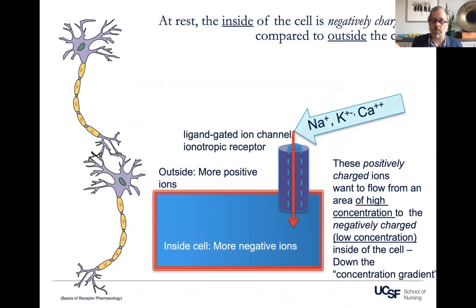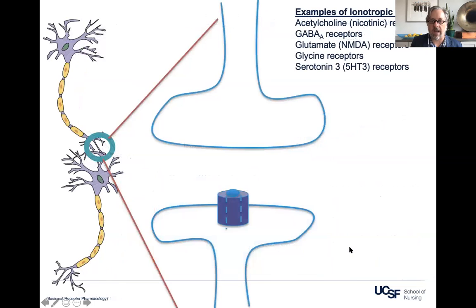And because there's more of these positively charged ions outside the cell than inside the cell, those ions will flow into the cell from an area of high concentration to an area of low concentration, down what we call the concentration gradient, causing it to fire. Now, how does this apply to psychopharmacology? A number of different receptors are ionotropic channels.